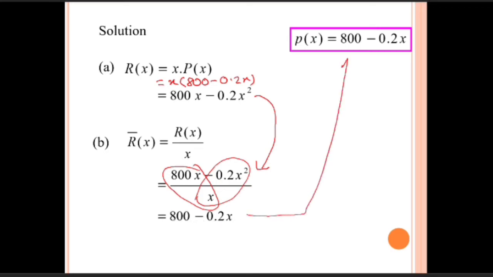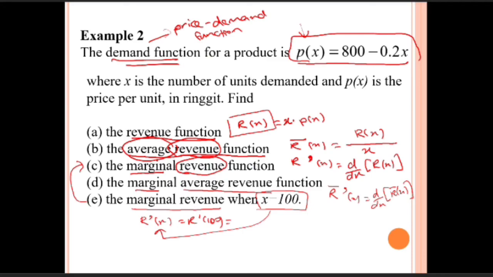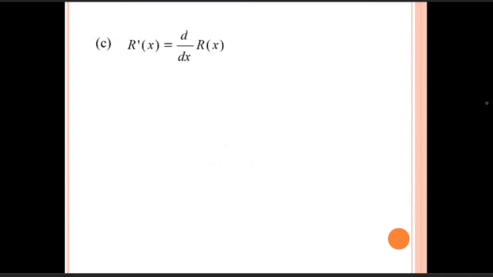Do you notice that it's the same as the price function? That's because we divide with x. So according to this formula, if we bring x to the left side, which is also the average revenue, that's why it's equal to the price function. Next question, C, finding the marginal revenue function. To find the marginal revenue function is our prime x, so we have to differentiate that revenue function, substitute the revenue function, and just differentiate. You get 800 minus 0.4x.